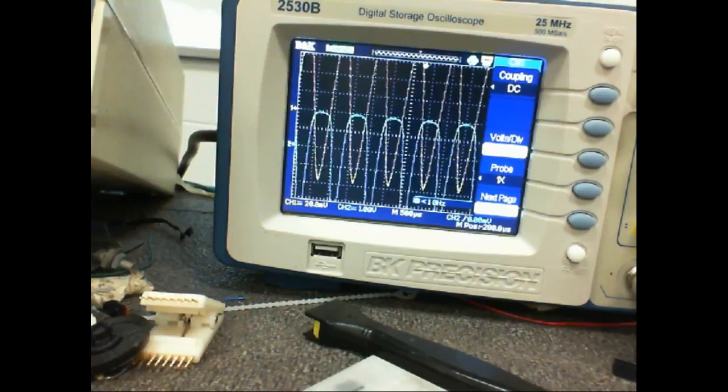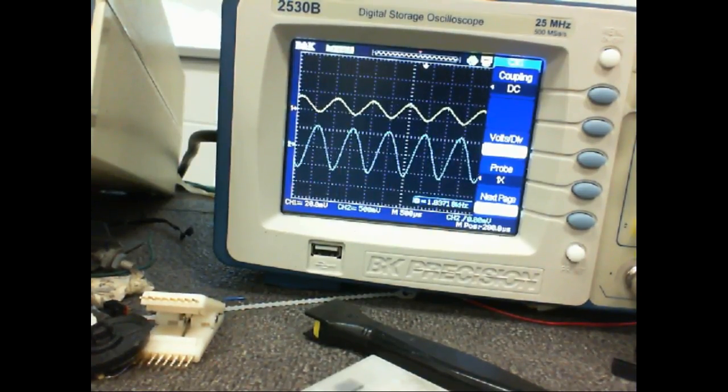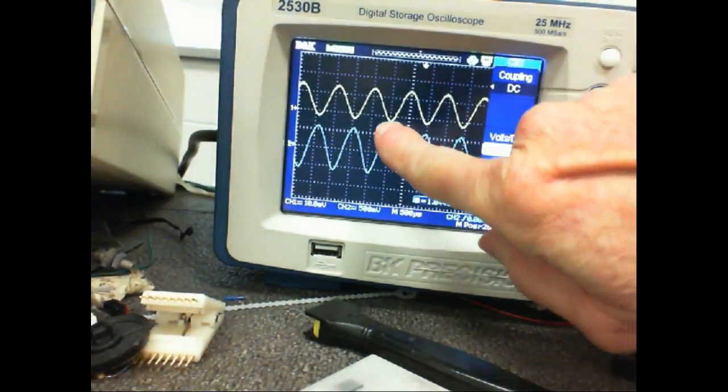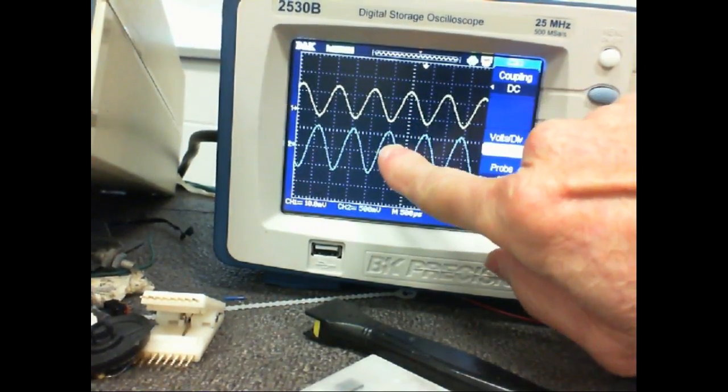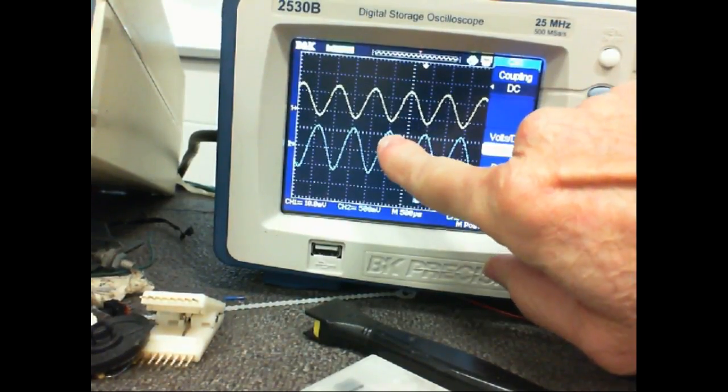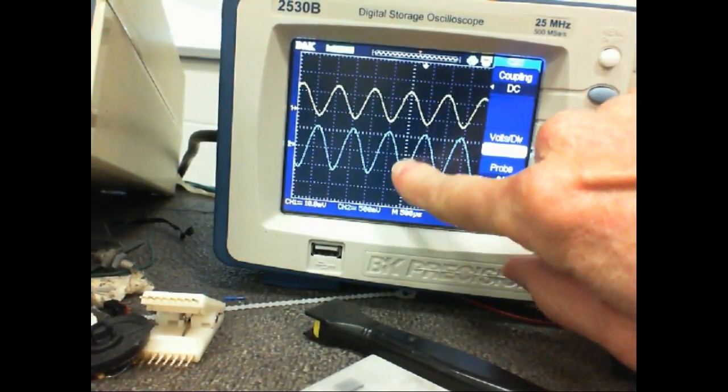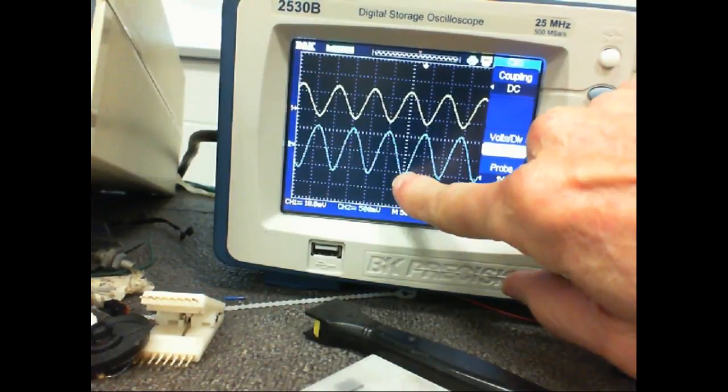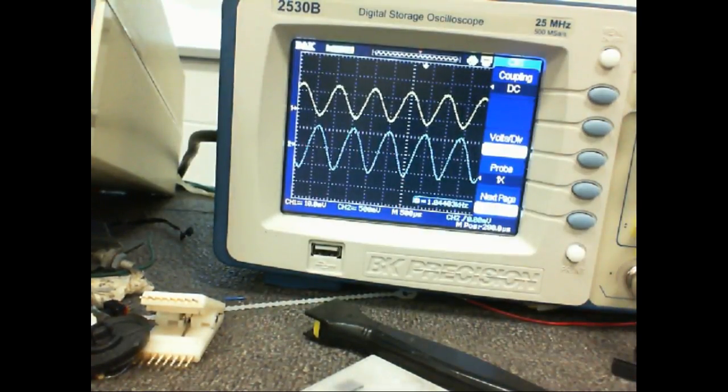So we're triggering on this. So what's the phase relationship? When this one's maximum negative, this is maximum positive. When this is maximum positive, this is maximum negative. So it's 180 degrees out of phase. Common emitter, they're 180 degrees out of phase. Common collector, they're in phase.